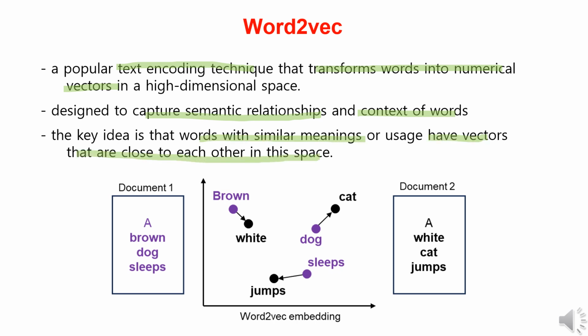For example, in the sentences, "A brown dog sleeps" and "a white cat jumps," corresponding words are brown and white representing colors, dog and cat representing subjects, and jump and sleep representing actions. Using Word2Vec, we can observe that similar words are positioned closely to each other in the vector space. In this way, Word2Vec enables the quantification of contextual meaning through vector representations, providing a way to capture the semantic relationships between words in a given context.